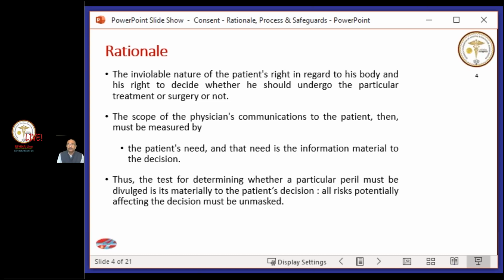The scope of a physician's communications to the patient then must be measured by the patient's need, and that need is the information which is material to the decision making by the patient. Thus, the test of determining whether a particular peril, a risk, must be divulged is its materiality to the patient's decision, and all risks potentially affecting the decision must be unmasked.